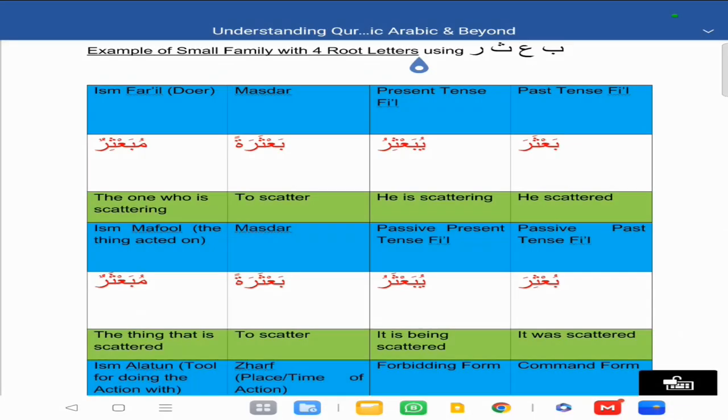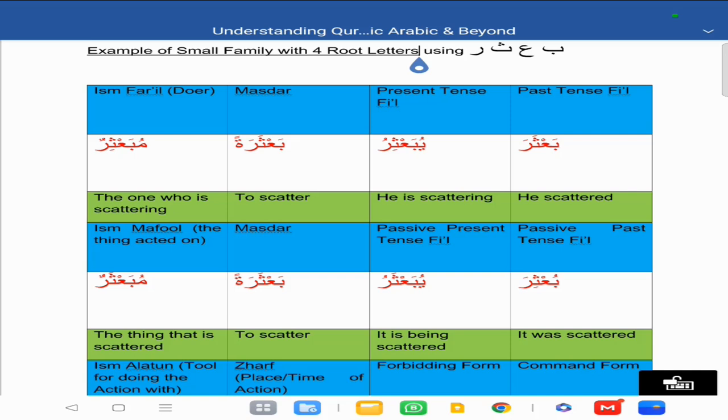So we'll look at an example of the small family with 4 root letters which is used in the Quran. The first root letter is ba, the second is ain, the third is tha, and the fourth root letter is ra. We follow the same pattern, the same template as before. The past tense is Ba'thara, he scattered. Present tense is Yuba'thiru, he is scattering. Masdar, if you look it up in the dictionary, Ba'tharatan, to scatter. And the ismi fa'il, the one who is scattering, is Muba'thirun. Again, from present tense to ismi fa'il, change the ya to a meem and make it heavy.